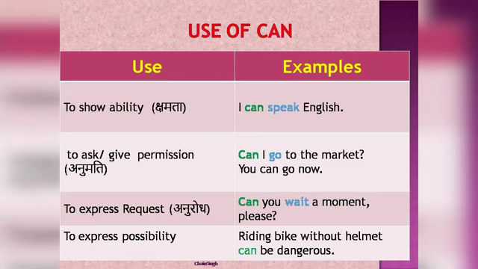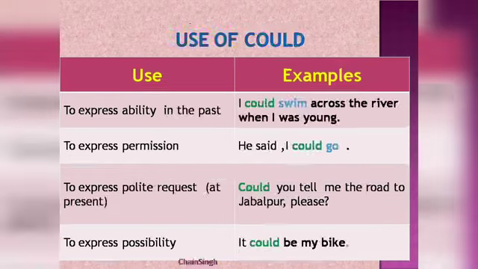First, use of can. First, to show ability. Example, I can speak English. Second, to ask or give permission. Example, can I go to the market? You can go now. Third, to express request. Example, can you wait a moment please? Fourth, to express possibility. Example, riding bikes without helmet can be dangerous.